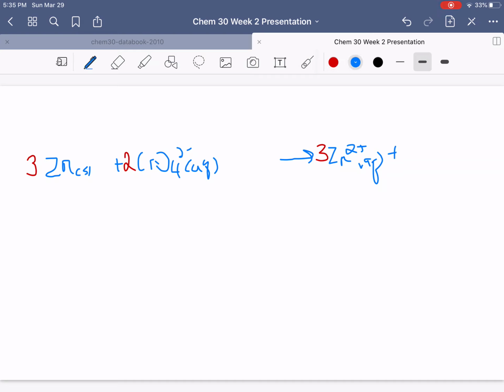And I've got my Cr3+ aqueous, which again I'm going to have to multiply by 2 to balance out that chromium. Now we're going to have to figure out our waters and our hydrogens with those oxygens and hydrogens. So we have a total of 8 oxygens on the left-hand side reacting, which means I'm going to need to add a total of 8 waters over here to balance that out. Now, if I added my 8 waters, I've got 16 hydrogens there now, which means I'm going to have to go back over here and add 16 hydrogens to balance that out.